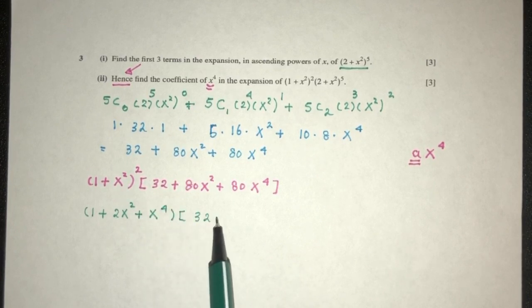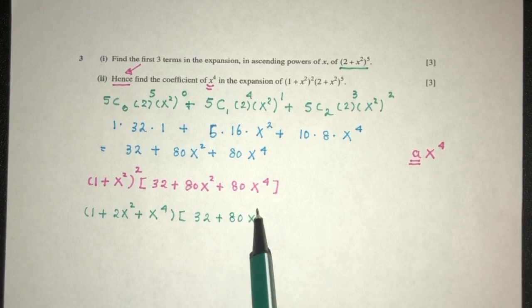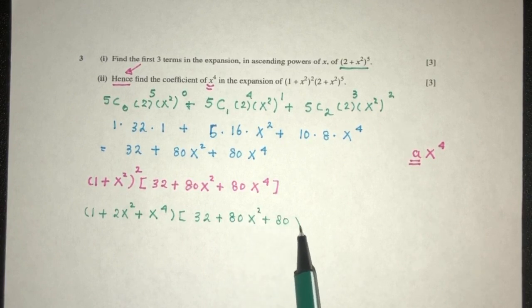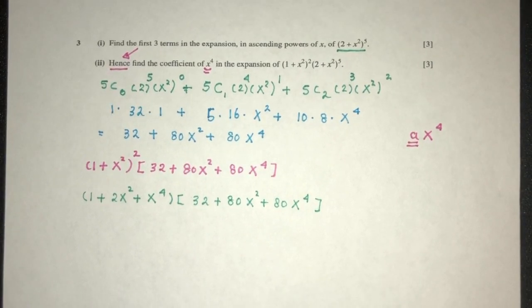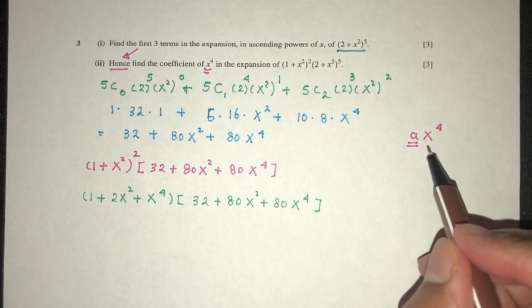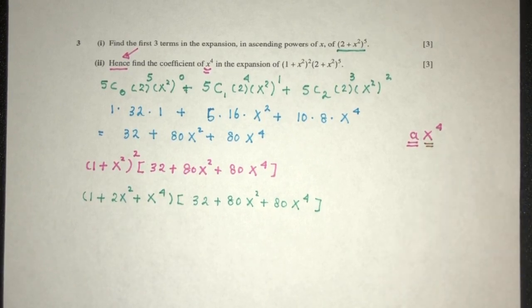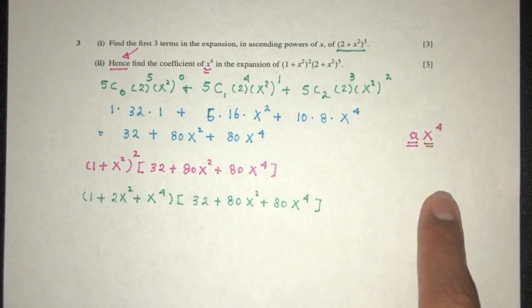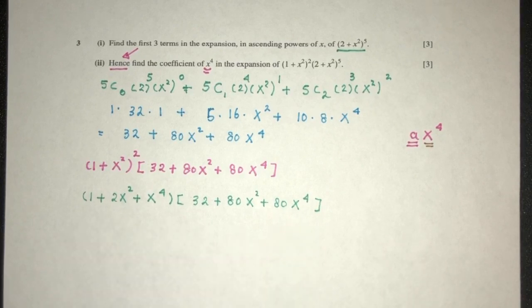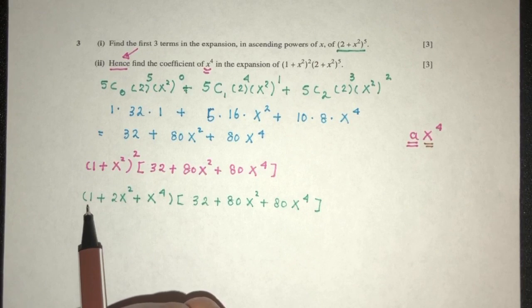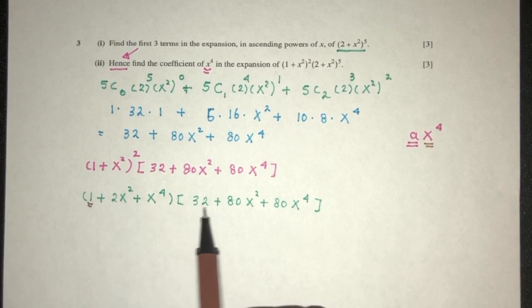Multiply by 32 plus 80 x power 4. Now, we have to choose which one that we will use, because we only care about the term in x power 4. Now you have two choices. One, you can expand everything and then simplify and choose your result for your term in power 4, or you can pick and choose which one you want to multiply so you get your answer directly. For example, here I have 1. Obviously 1 will have to multiply by this one, right?